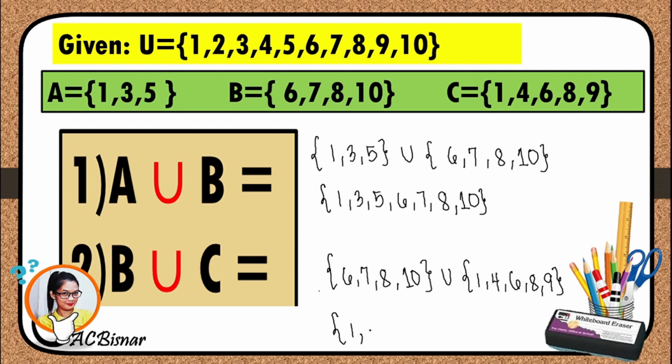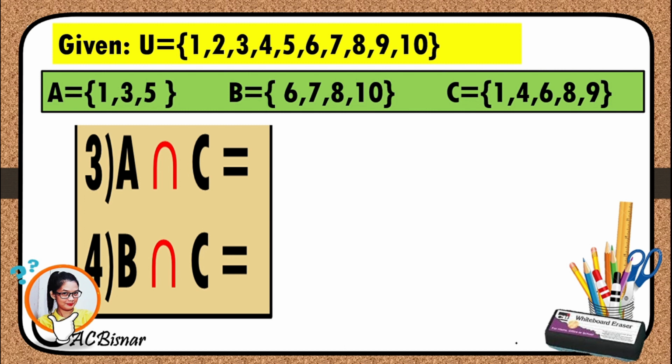Next, we have 4. Now, as you observe, there is 6 in set B and in set C. You will not write 6 twice. You will just write it once. Next, we have 7. Same with 8. You will write it once. Next, we have 9. And the last element is 10. So this is the union of sets.